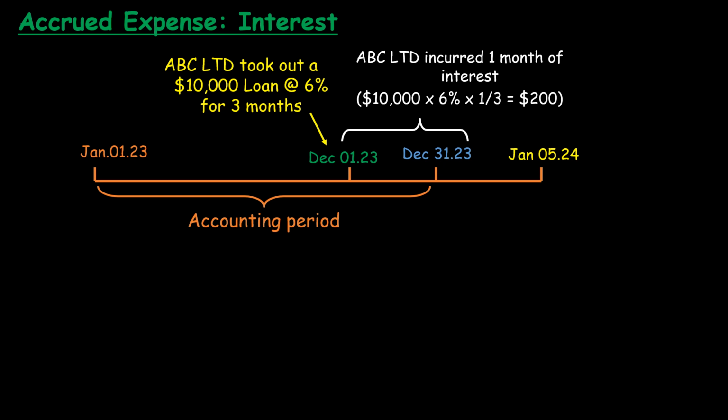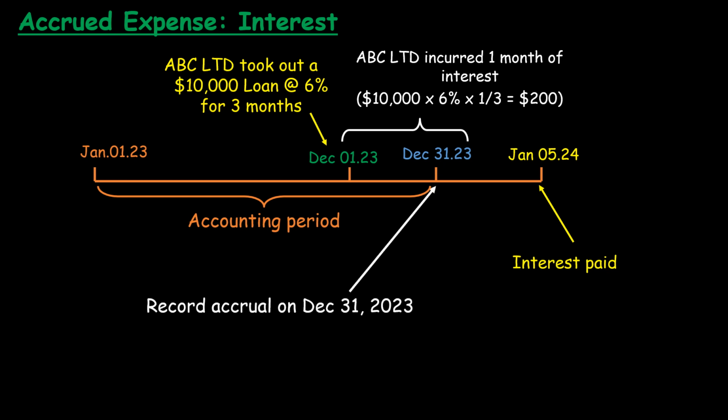So now this will obviously be paid in the next period, which makes it an accrued expense. So ABC incurred interest cost, which is the cost of using somebody else's money. So that's an expense in one period, which is December, but will be paid in another period. This makes it an accrual. So on December 31st, ABC Limited has to record an accrual.